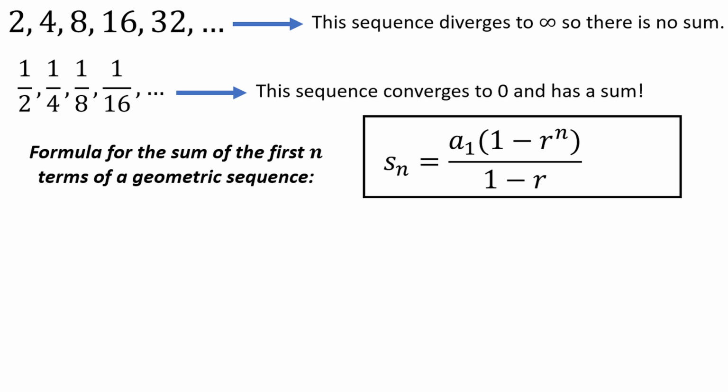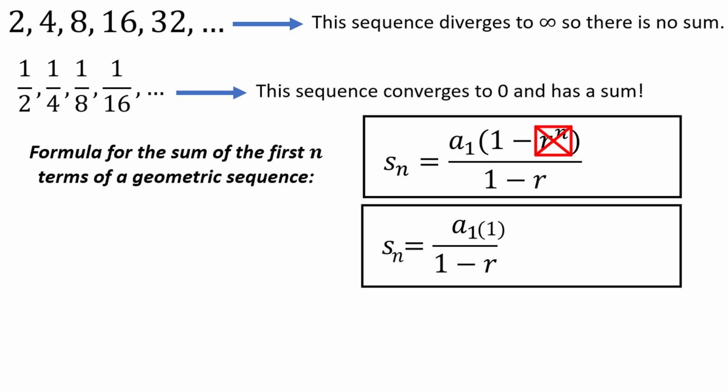If the sequence is infinite, then you are plugging in extremely large values for n. If you plug in a super large value for n, and r is a fraction, like 1/2, you are going to get a fraction, less than 1, raised to a huge power on this term. Fractions raised to really, really big powers get really, really small. So as you approach infinity, the r to the nth term will disappear, and you will be left with s sub n is equal to a sub 1 times 1 divided by 1 minus r, or simply s sub n is equal to a sub 1 divided by 1 minus r.